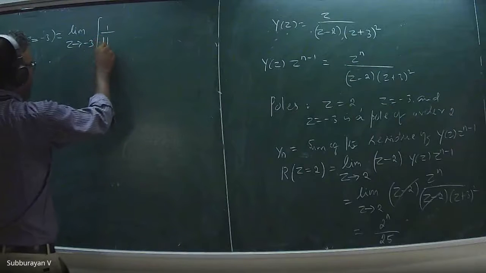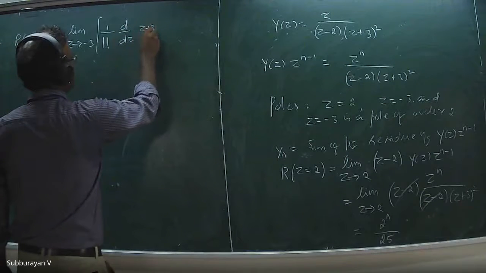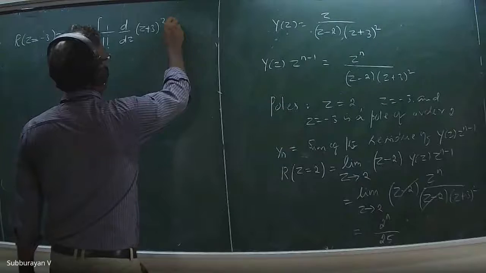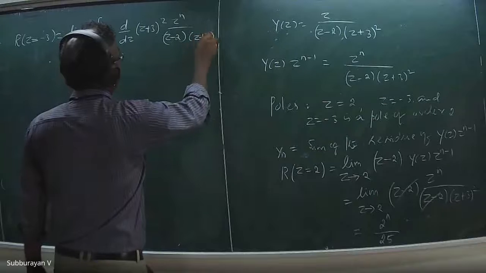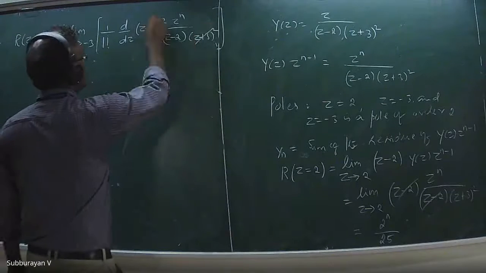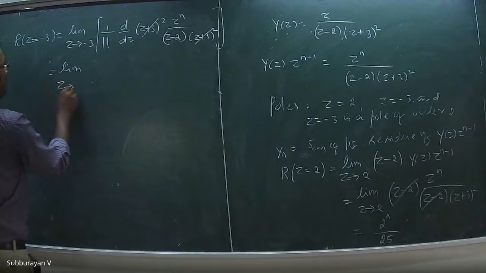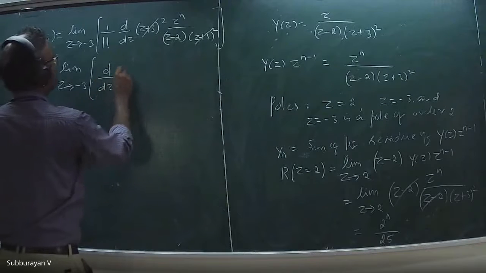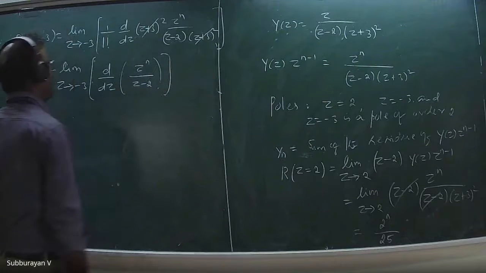1 by 1 factorial into d by dz of (z plus 3) whole square into z power n divided by (z minus 2) into (z plus 3) whole square. Now cancel this and differentiate d by dz of z power n divided by z minus 2. Tell me, what is the differentiation?